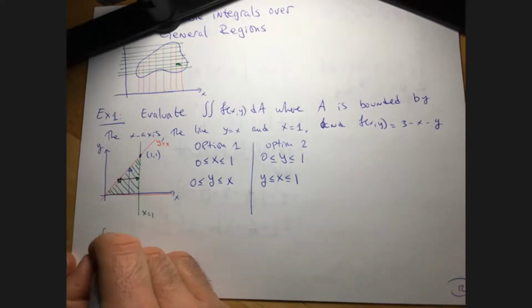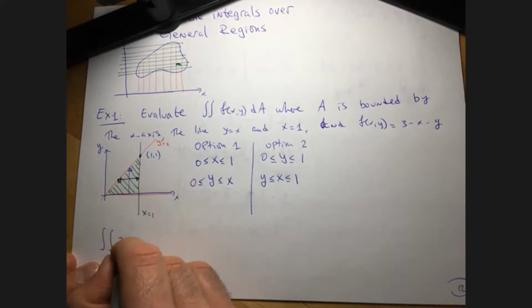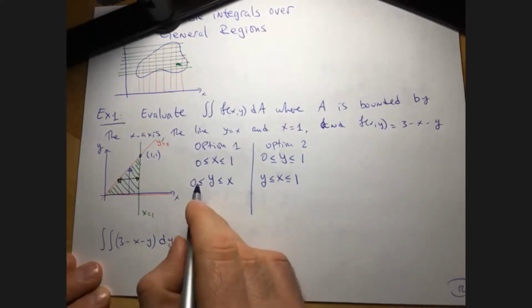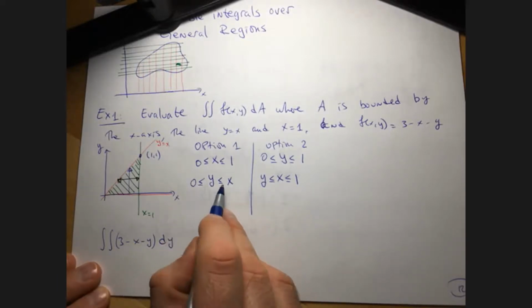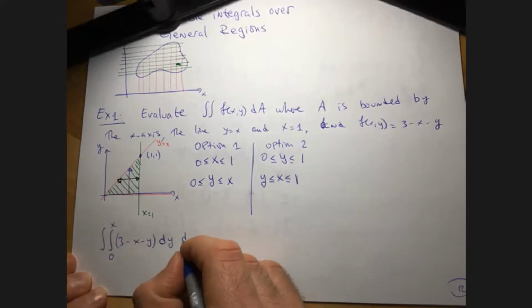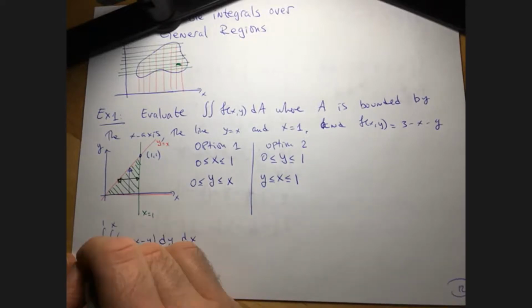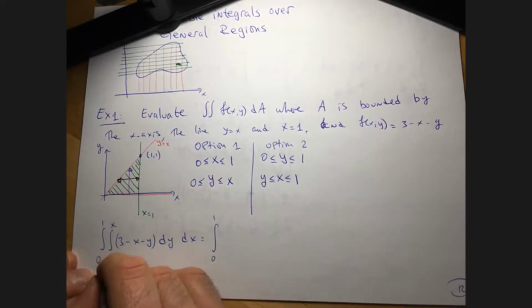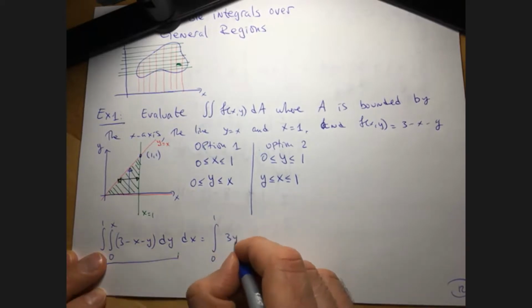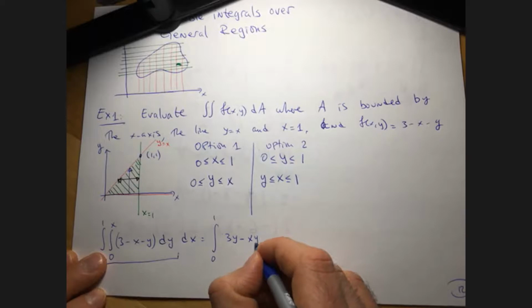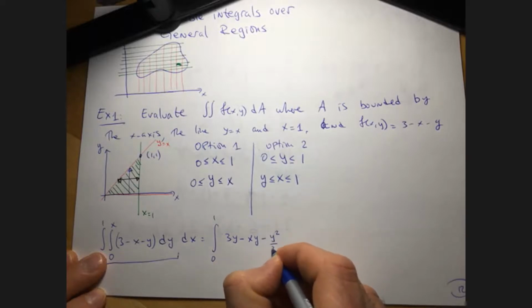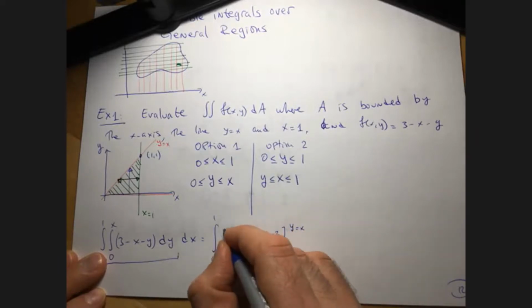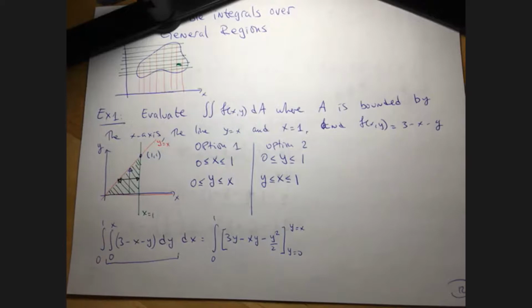So for this integral, I can first evaluate 3 minus x minus y in terms of y. y goes from 0 to x, and then x goes from 0 to 1. Okay? So integral from 0 to 1, I integrate with respect to y: 3y minus xy minus y squared over 2, where y is 0 and it goes all the way to x, dx.